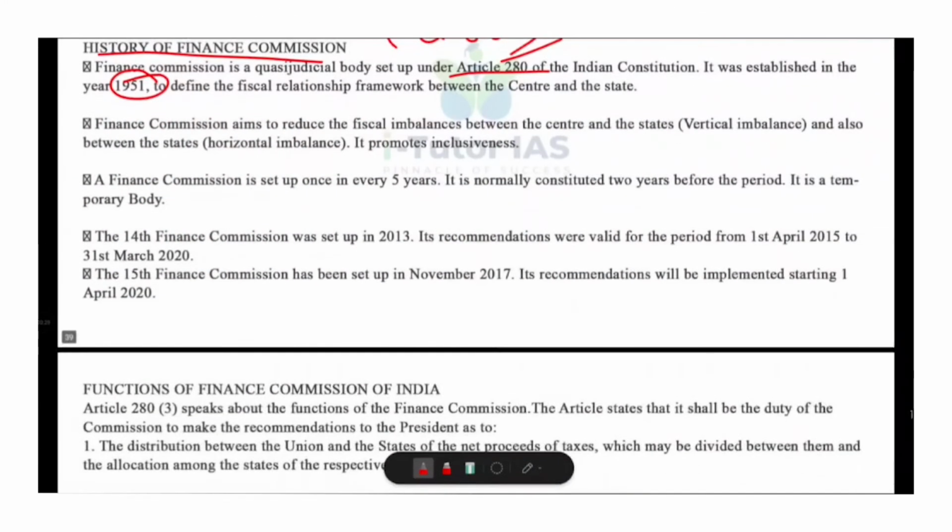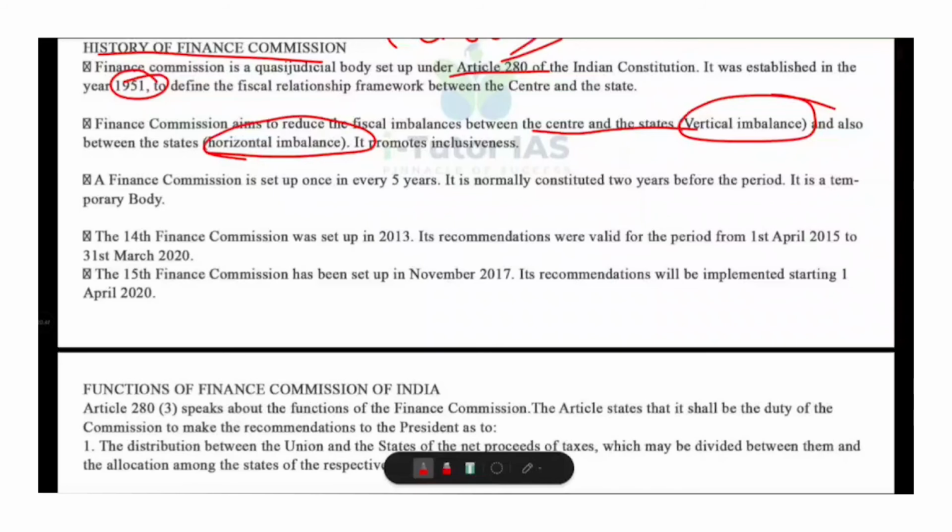What was the purpose of Finance Commission? The Finance Commission is meant to define the financial relation between center and state. This reduces vertical imbalance, that is imbalance between center and state, then horizontal imbalance, that is imbalances among the states, and promotes equity, fairness and inclusive growth.